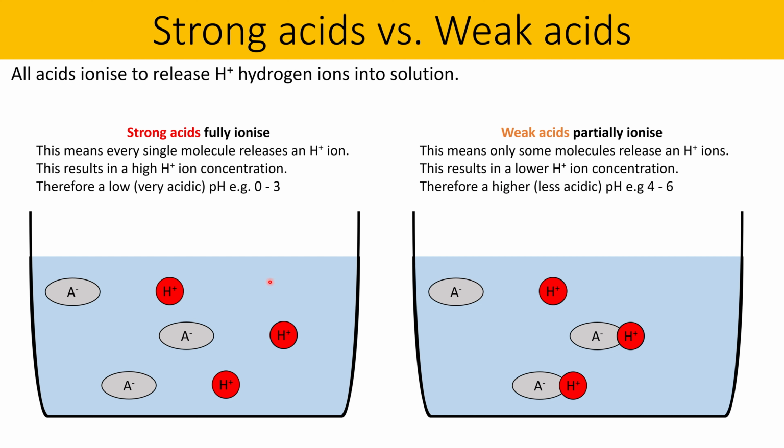So although these 2 acids, the strong acid and the weak acid, originally had the same concentration of, let's say, 3 moles of acid per cubic decimetre, the actual number of H+ ions that's in solution is different. This one released 3 H+ ions, whereas this one only released 1. And that's because weak acids only partially ionise, whereas strong acids fully ionise.